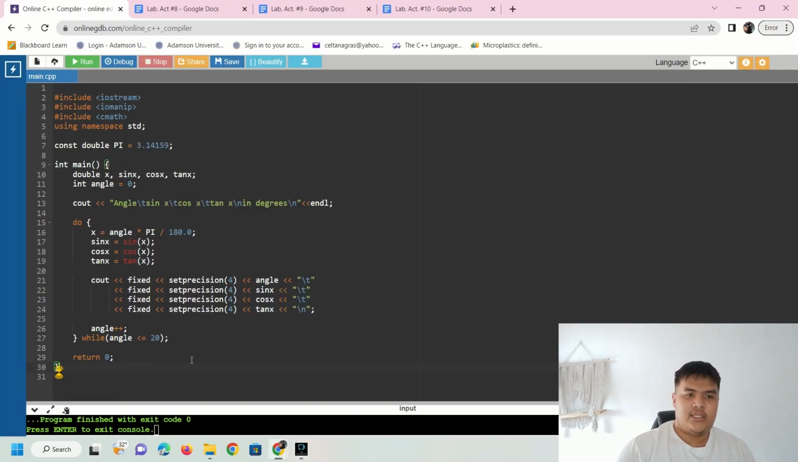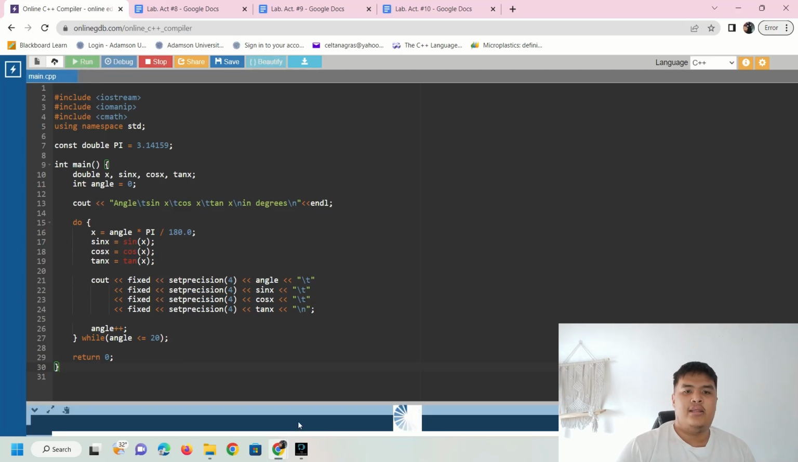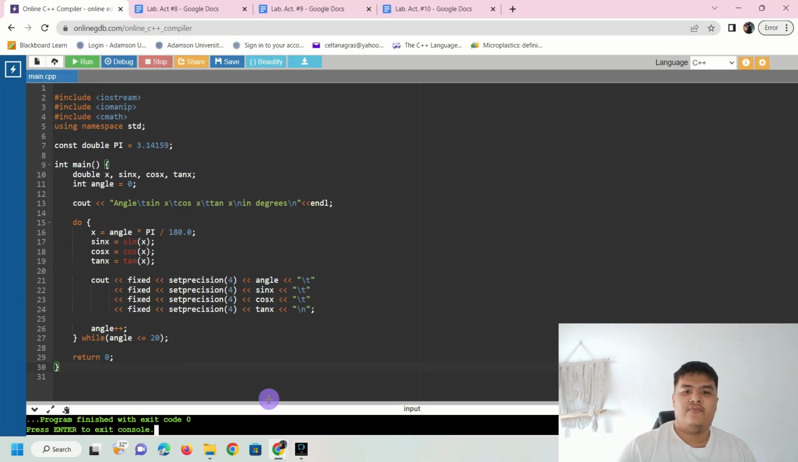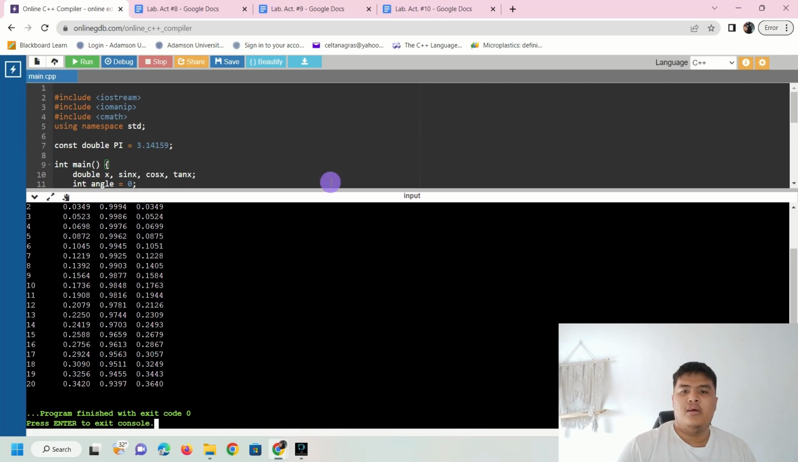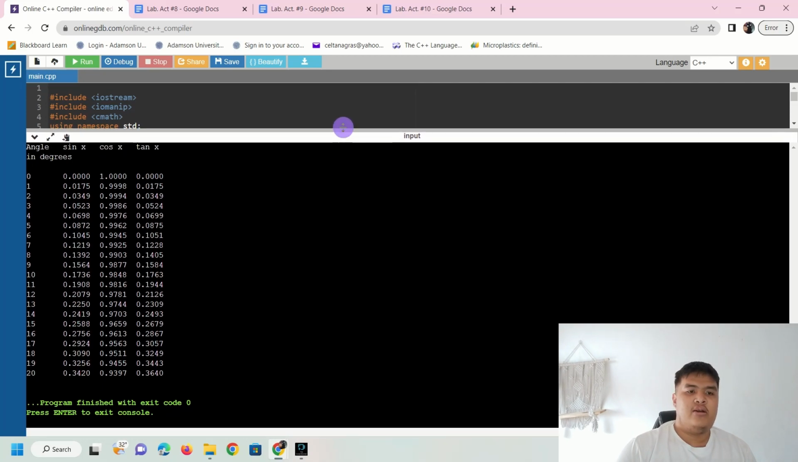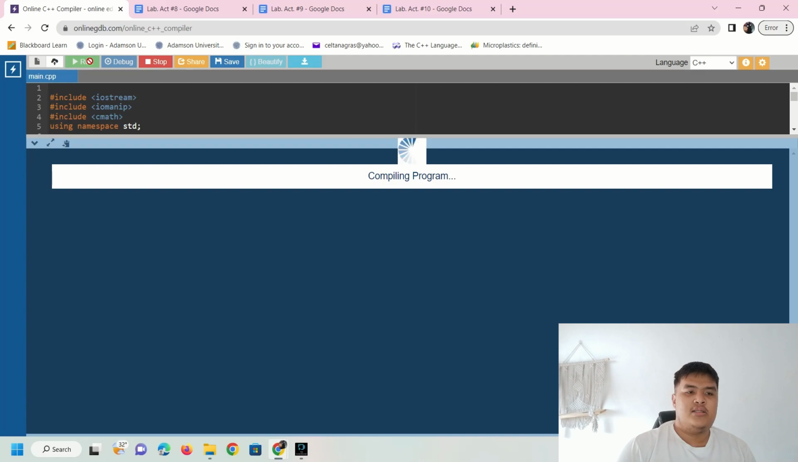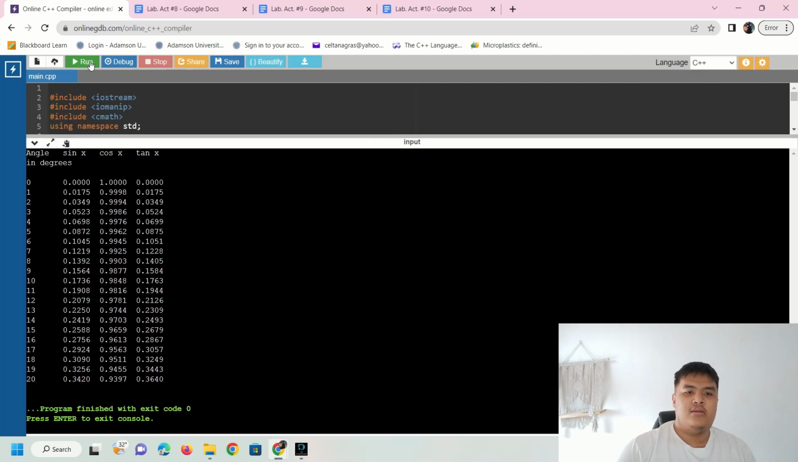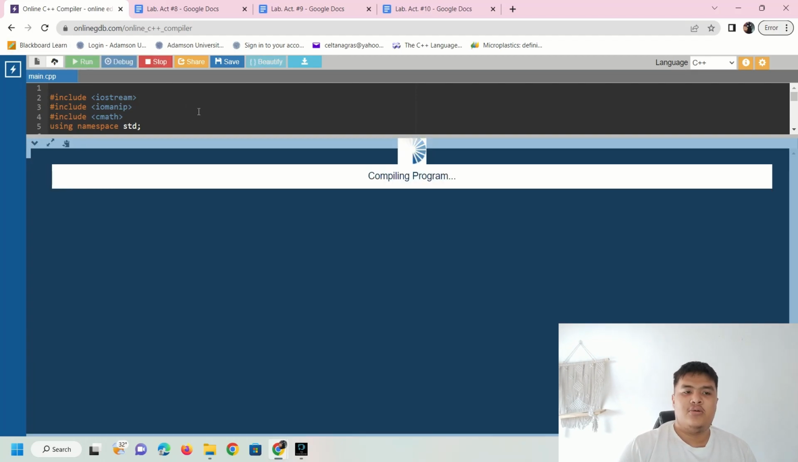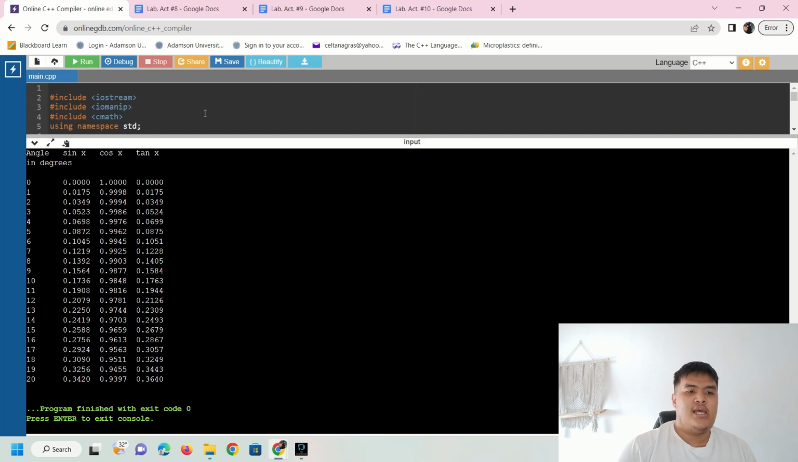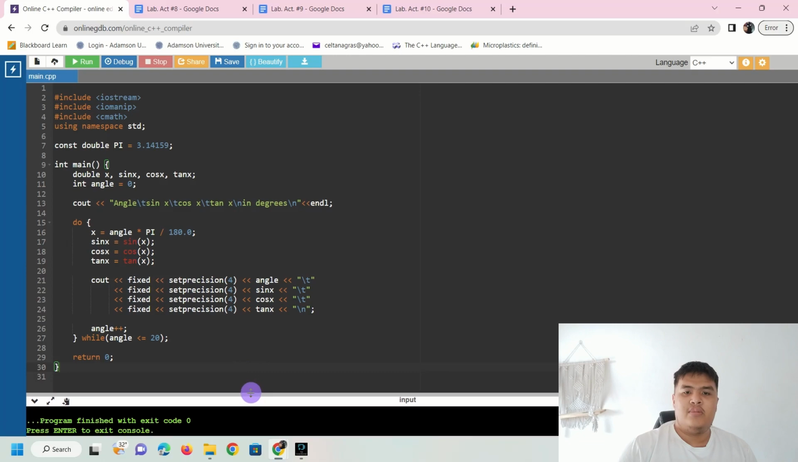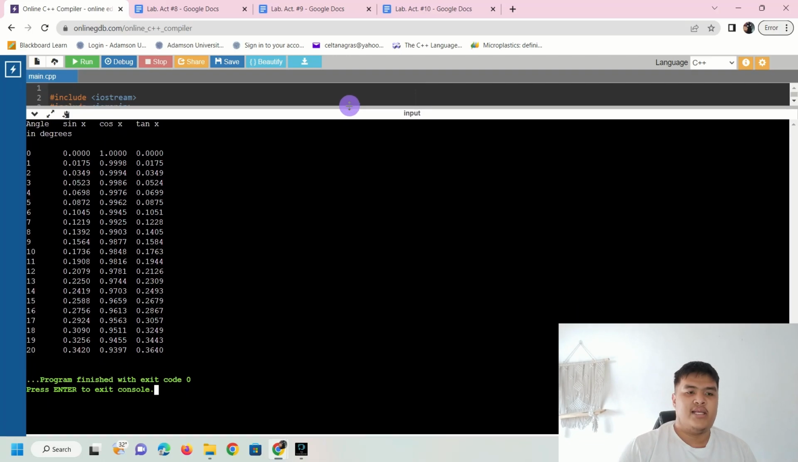This program prints a table of the sine, cosine, and tangent of angles in degrees from 0 to 20. It uses a do-while loop to iterate over the angles, and inside the loop, it converts the angle to radians. It calculates the trigonometric functions using the sine, cosine, and tangent functions, and then prints out the results using cout. The program uses the fixed and setprecision manipulators to format the output with 4 decimal places.